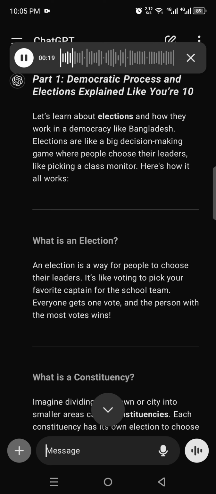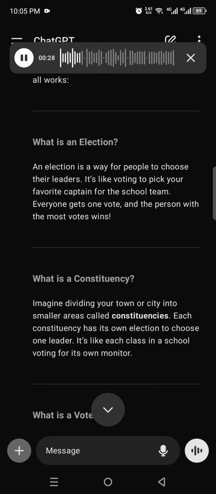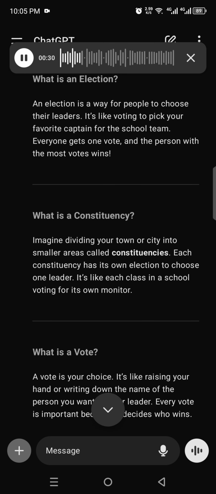What is an election? An election is a way for people to choose their leaders. It's like voting to pick your favorite captain for the school team. Everyone gets one vote, and the person with the most votes wins.